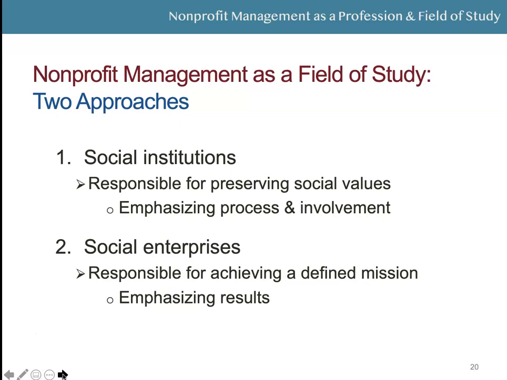So for example, an arts organization might focus on the process of free expression, and that free expression might lead to social change, but they know that eventually the change is going to come, and that it's the process that really matters. And then there are other organizations that do take more of an enterprise perspective, with a very defined mission and defined goals, and really focus on results.